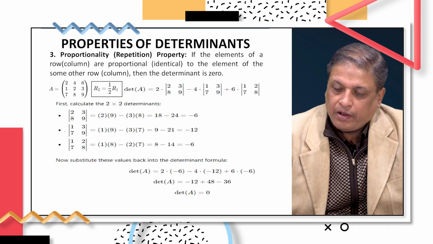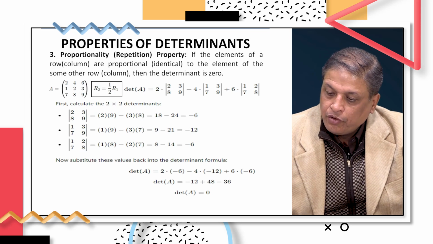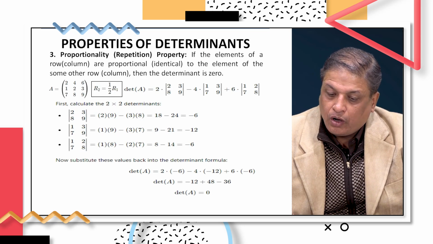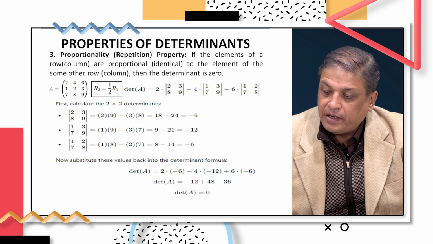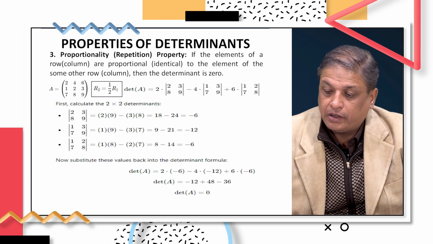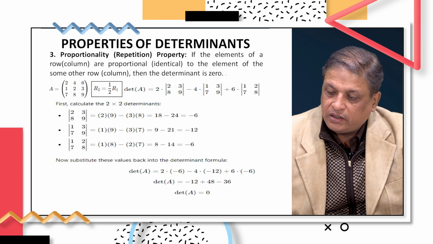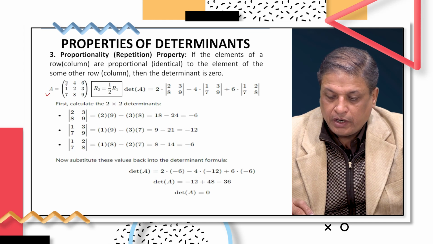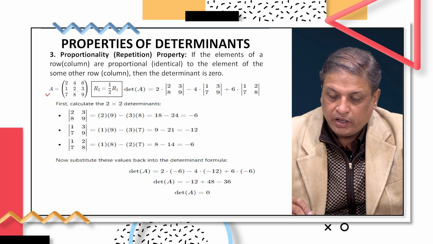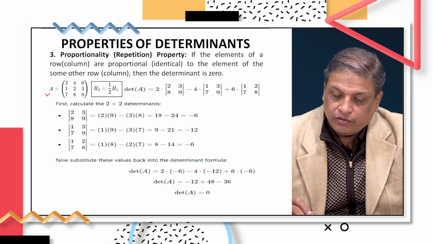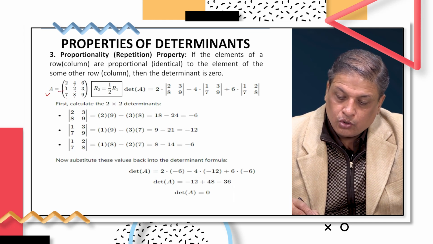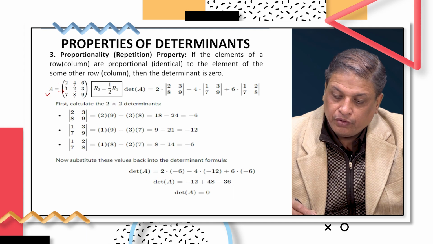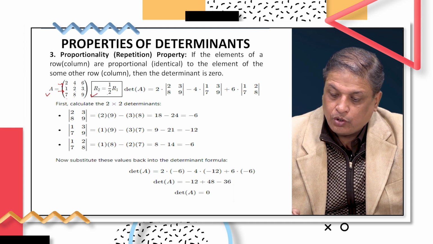Now, subsequently, we have the proportionality or the repetition property, which states that if the elements of a row or column are proportional or identical to the elements of some other row or column, then the determinant is 0. In order to understand this, let's solve a numerical. Say A is a matrix whose values are 2, 4, 6, 1, 2, 3, 7, 8, 9. You can observe that in row 2 the elements are half of the values of row 1, that is R2 is equal to half of row 1, because half of 2 is 1, half of 4 is 2, half of 6 is 3.